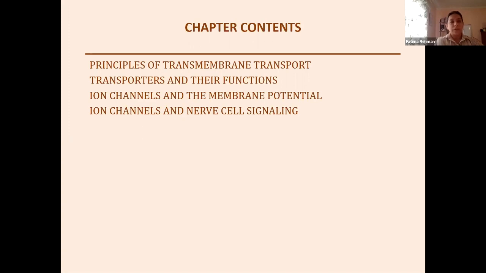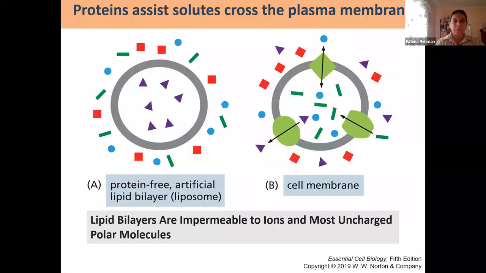And then we are going to talk about two different types of movement in our body, one with membrane potential using the ion channels, and then finally ion channels and how nerve cell signaling happens. So both of those will be what we focus on towards the end. And that nerve signaling is probably where we may be running out of time, hopefully not. Okay, so the proteins that are part of your cell membrane are essential for proper movement of solutes across the plasma membrane.